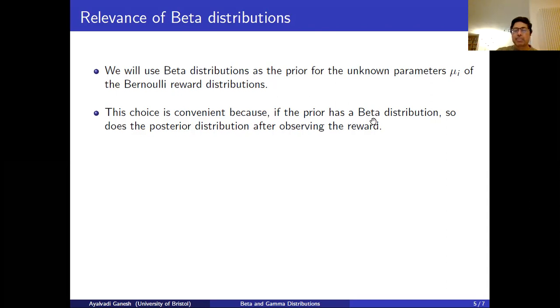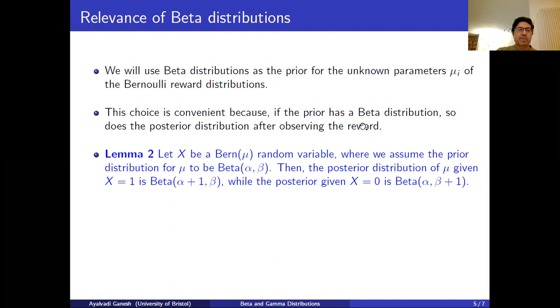Whereas if you start with the beta, it stays beta, only the parameters change, and they change in a way that's very easy to keep track of. So the calculations become feasible. Okay, so we are going to state this as our next lemma.